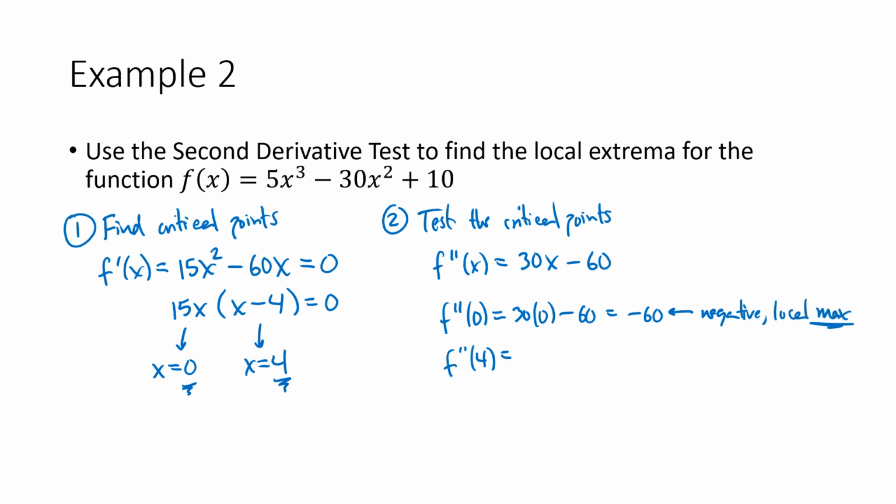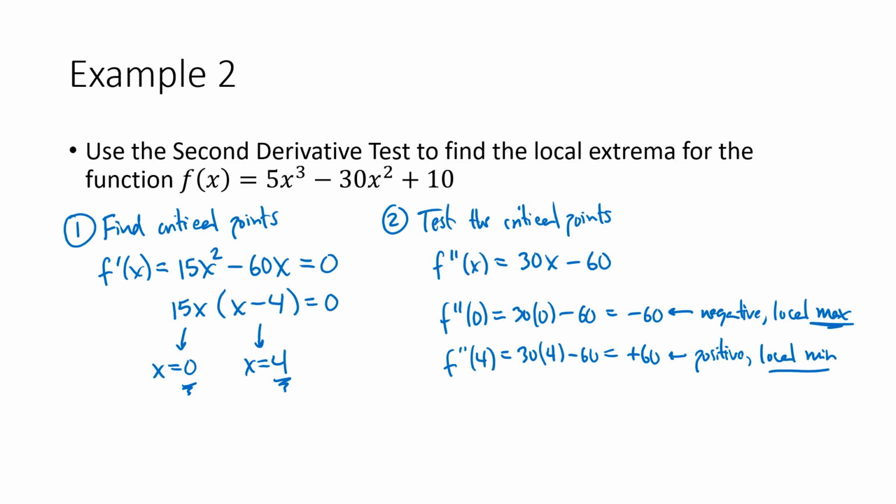And then f double prime of 4, that's going to be 30 times 4 minus 60. That works out to be positive 60. That's positive. And so again, by the second derivative test, we've got a local min. So in this case, the second derivative test was a lot easier. And in general, if all we're interested in doing is finding whether or not we have a max or a min, it's up to us to choose which test we want to use.